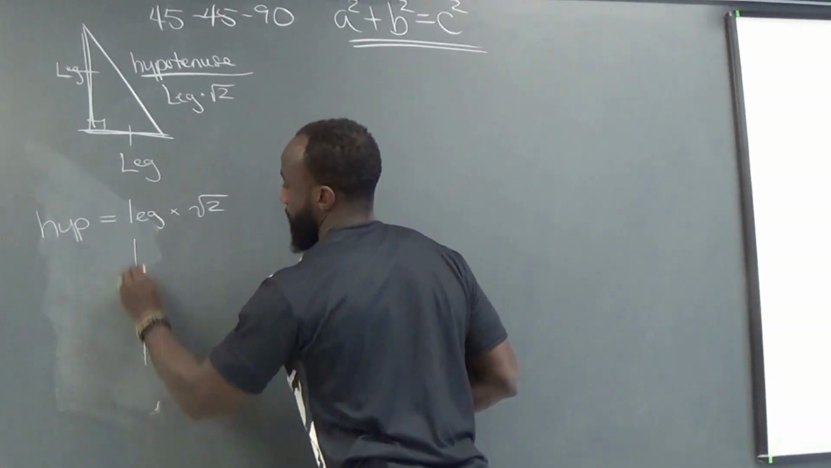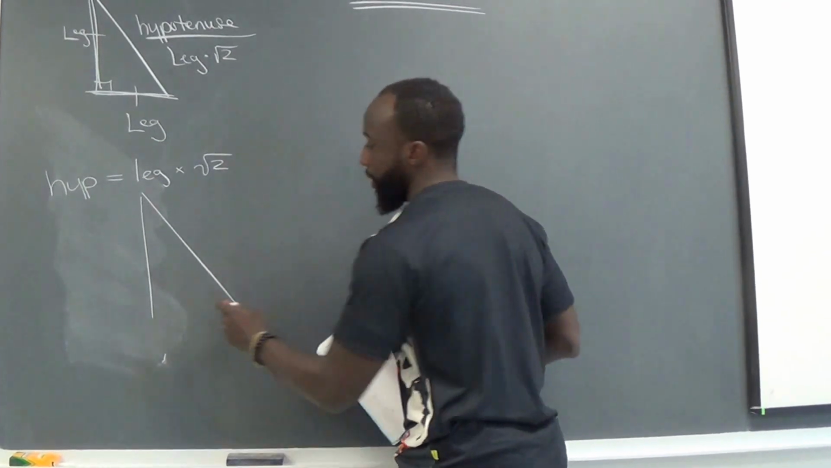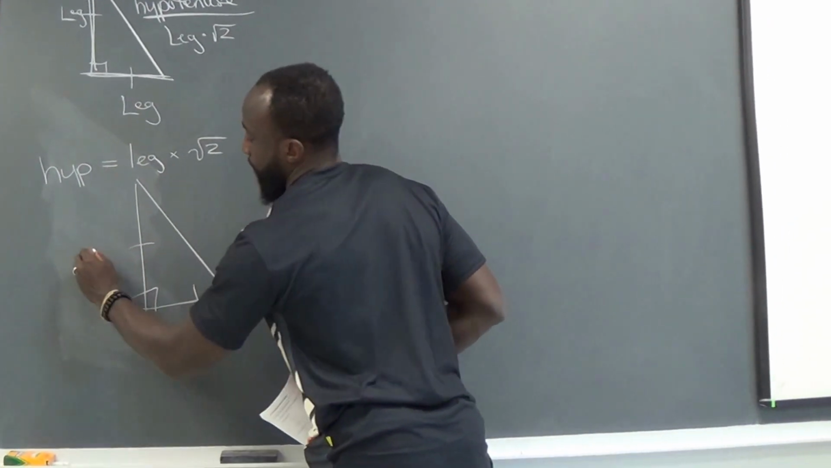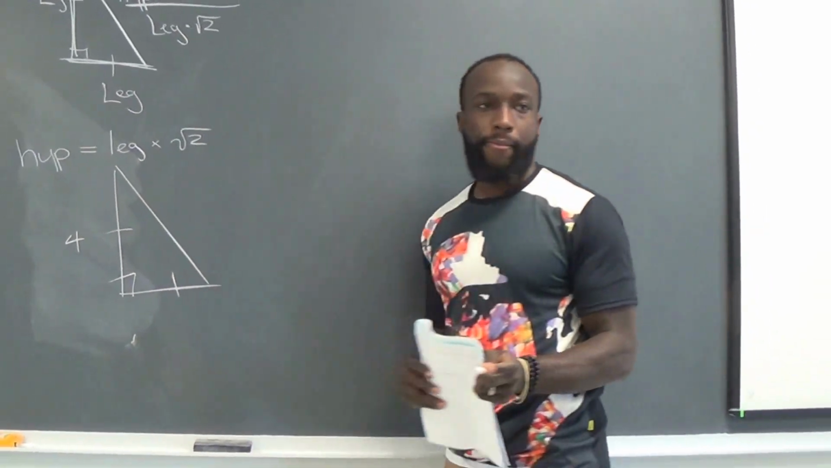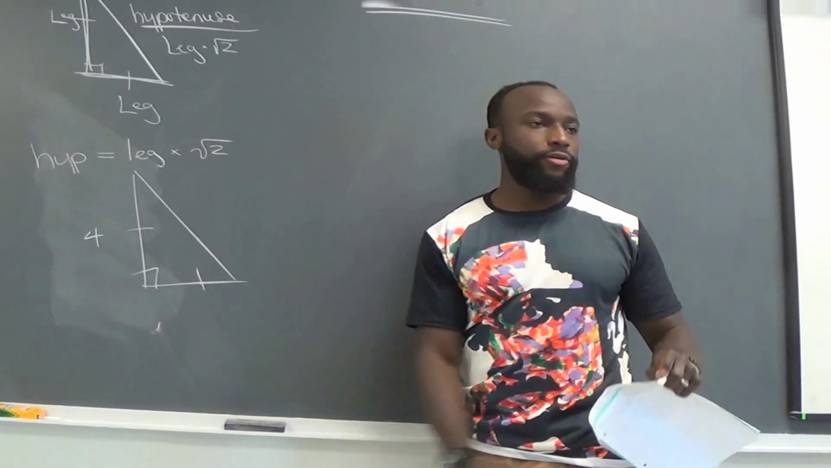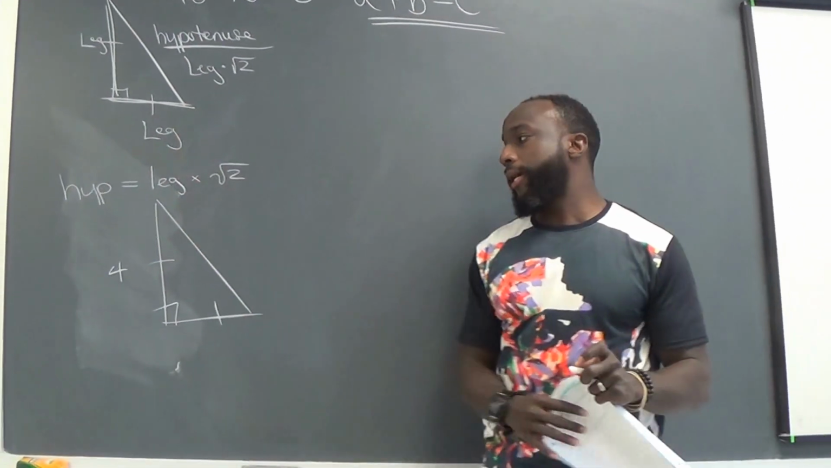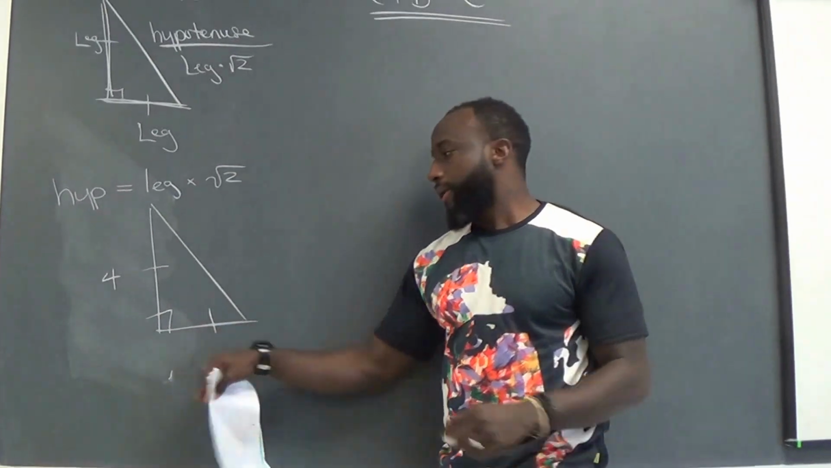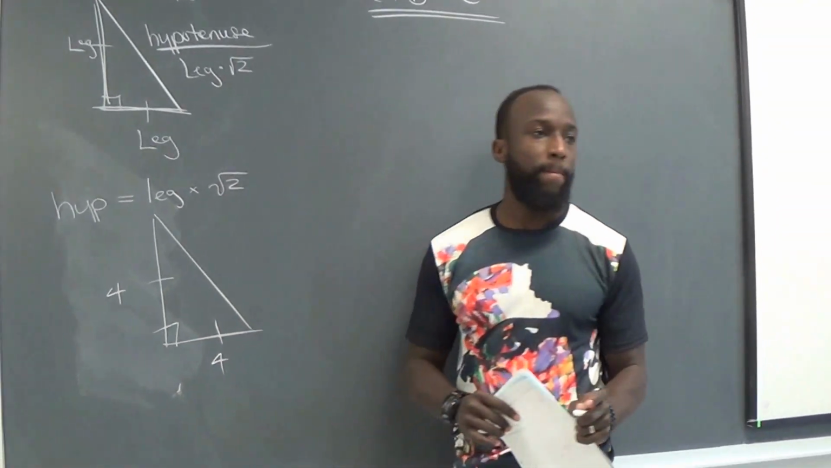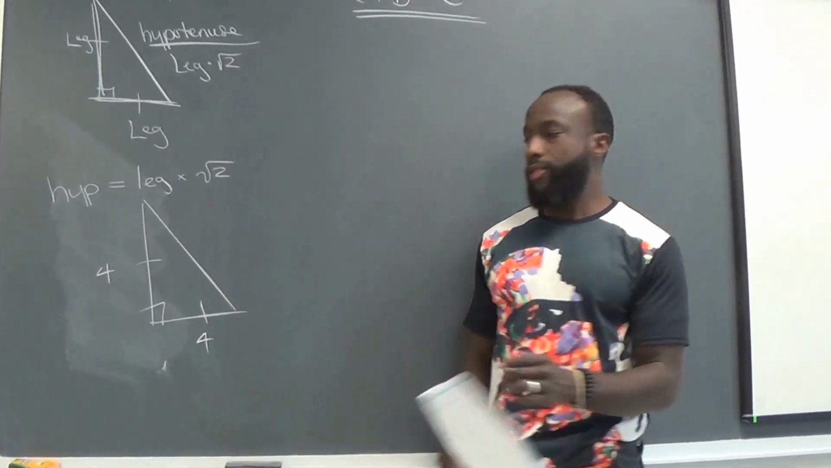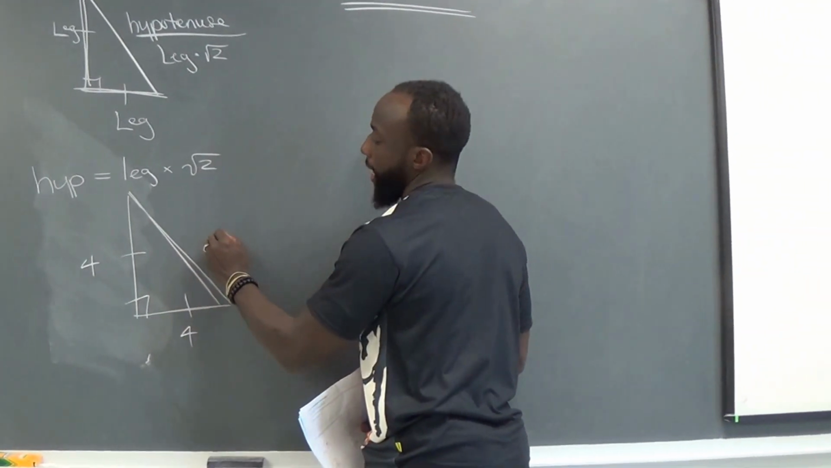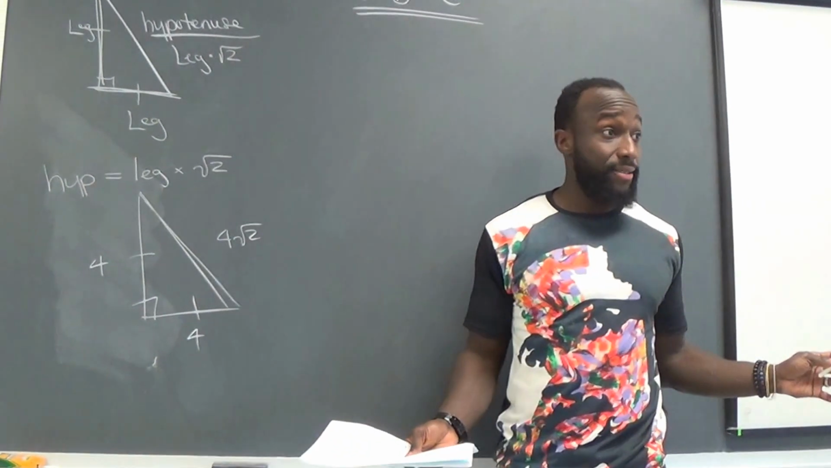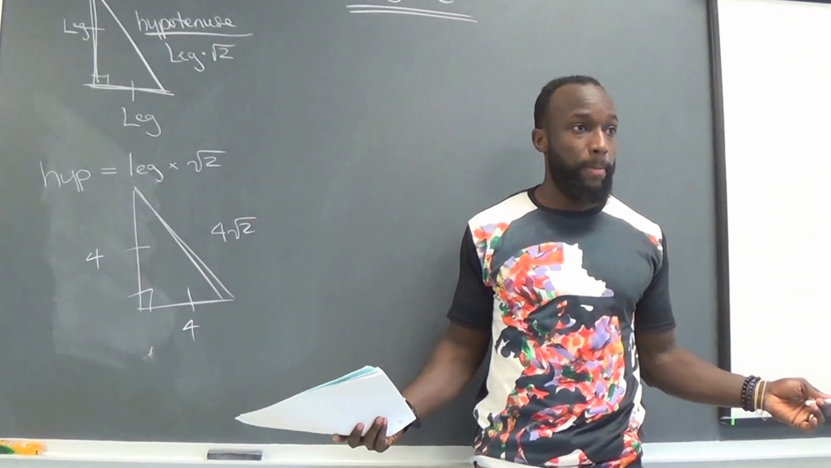So let's look at this example here. If I said that the measure of this leg is 4, and that's all they gave you, using this rule, because these are congruent, this has to be 4 too. And this being the hypotenuse, the long side, would be the leg, 4, times the square root of 2. That's it. You're done. You found the measures.